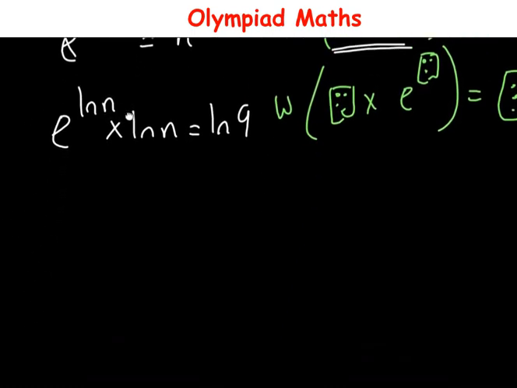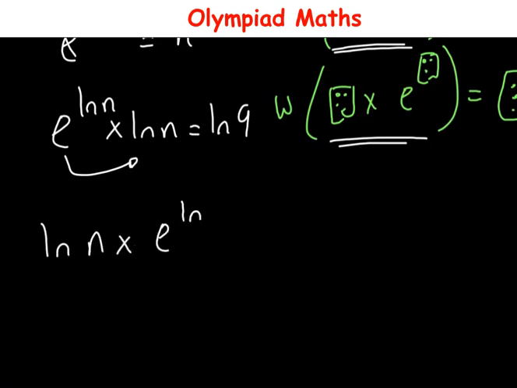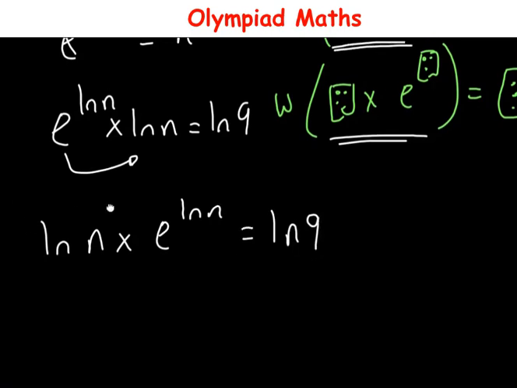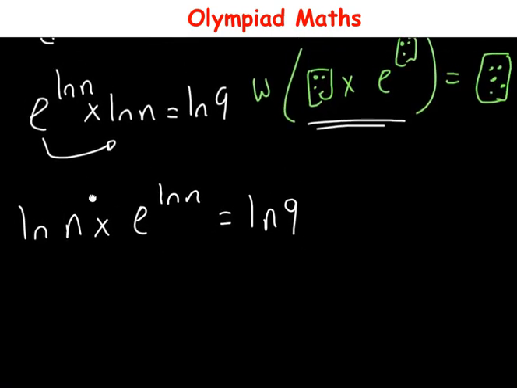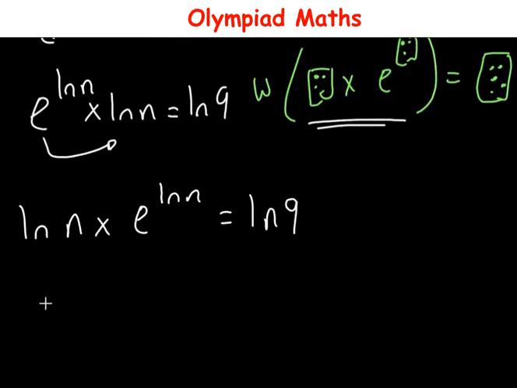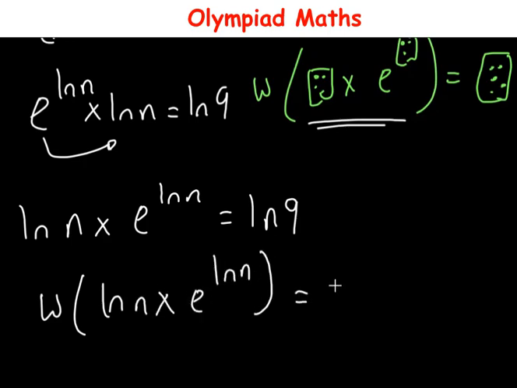With this, we are then going to look at this form right here. Notice that e is in the second place. So move this e to stay in the second place. This becomes ln n times e raised to power ln n equals ln 9. At this junction, we are then going to apply the Lambert W function. So W of ln n times e raised to power ln n is equal to W of ln 9.